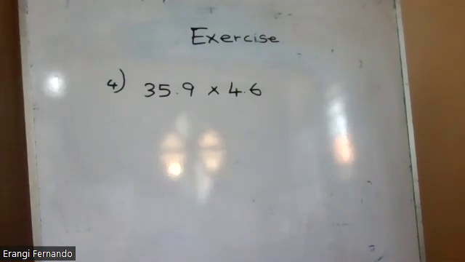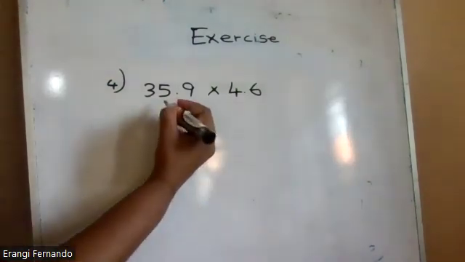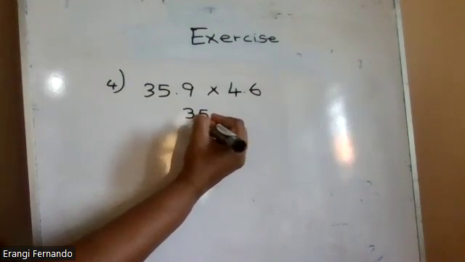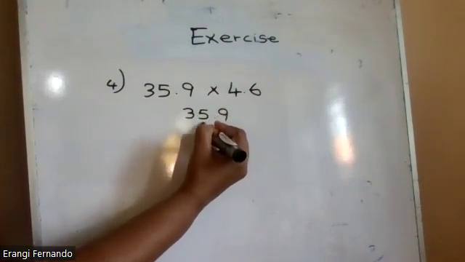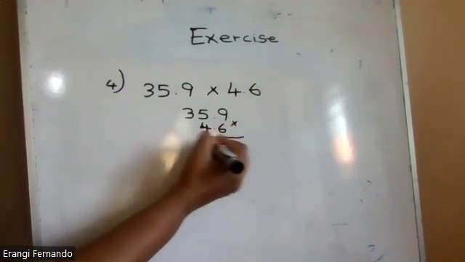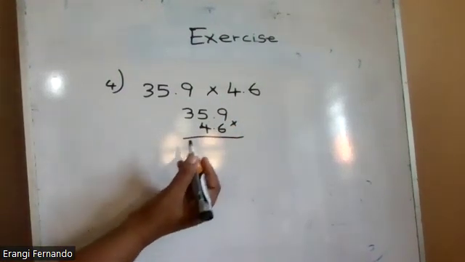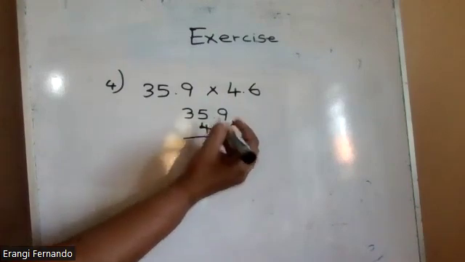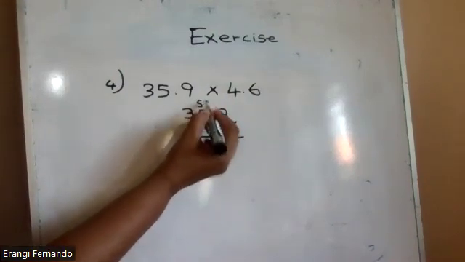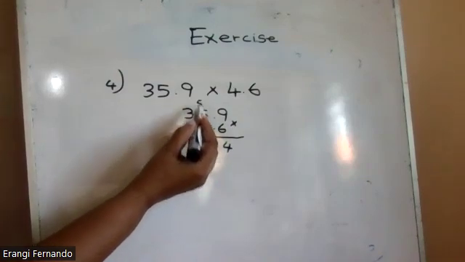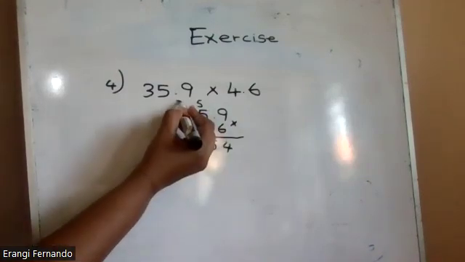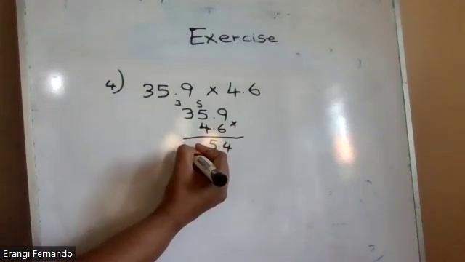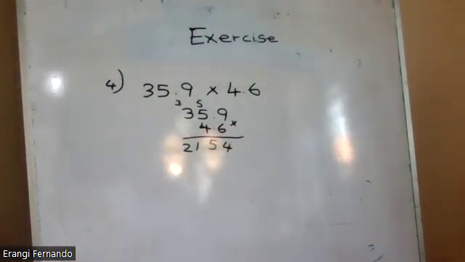Right, the next question, multiplying decimals. So 35.9 into 4.6. We'll write 35.9 into 4.6. You have to multiply. So when you multiply with decimals, first we won't consider the decimals. We just multiply. So let's multiply. 6 times 9, 54. 5 remain. 6 times 5, 30. 30 plus 5, 35. 3 remains. 6 times 3, 18. 18 plus 3, 21. Then you have to multiply by 4.